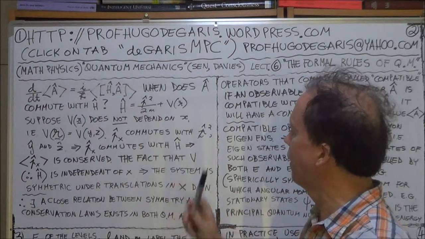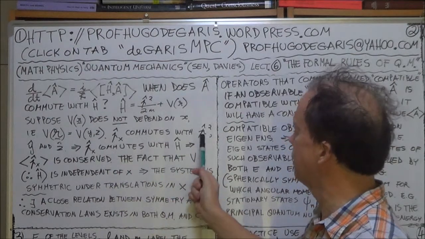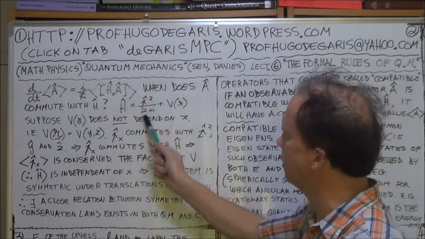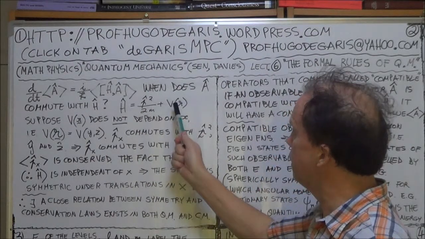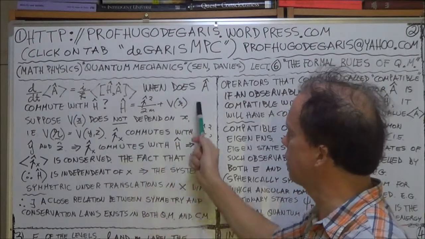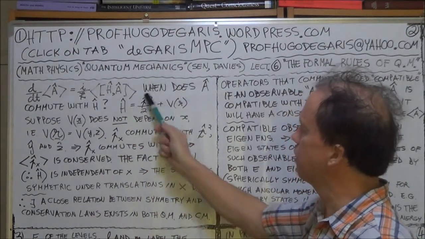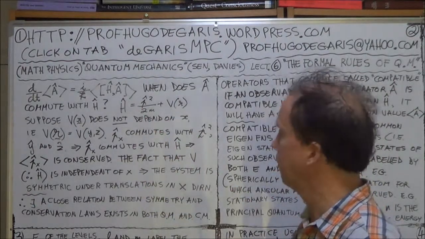Okay. Because what is H? Well, it's this. So this p_x commutes with all these, and V does not depend on x. Okay. Therefore, p_x commutes with V. So if it's commuting with all these terms and V, it also commutes with H, right?